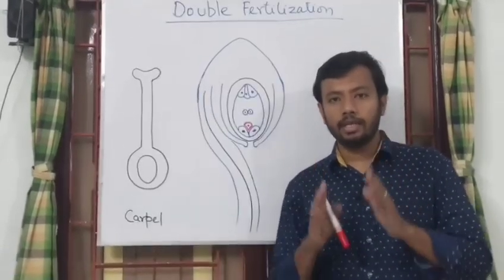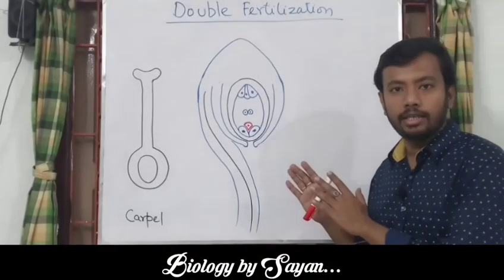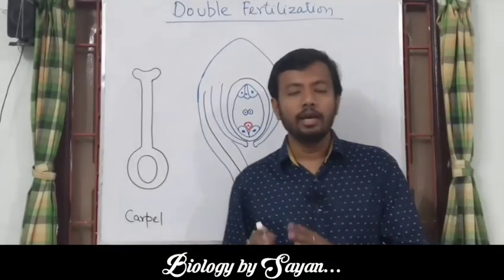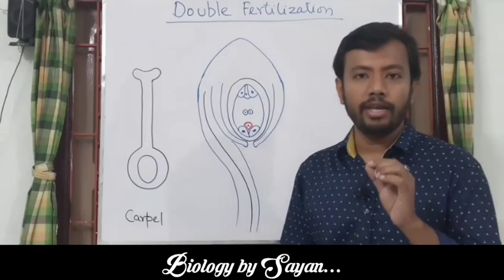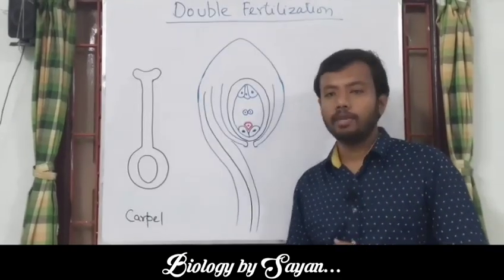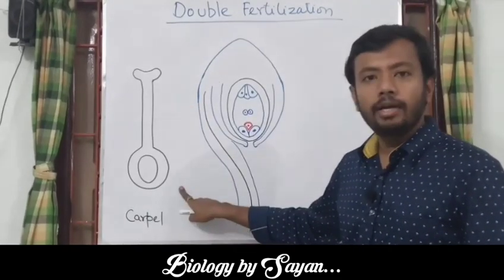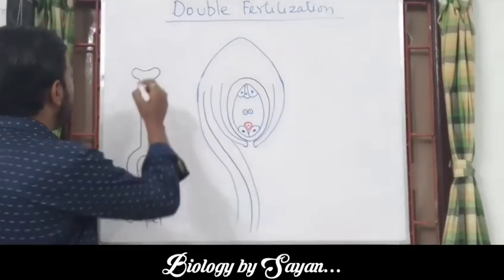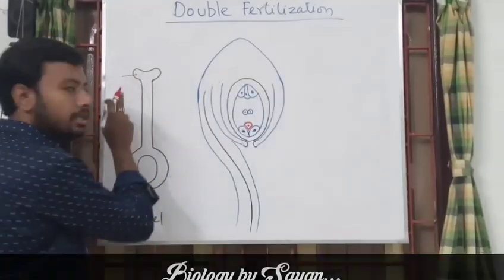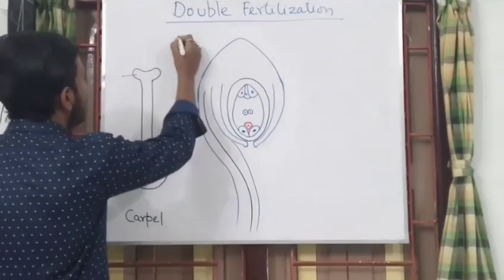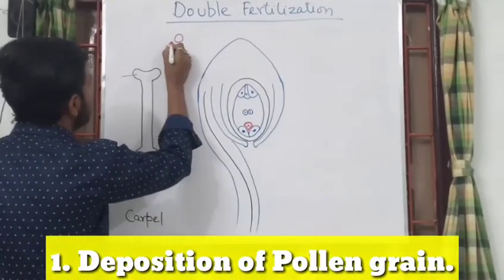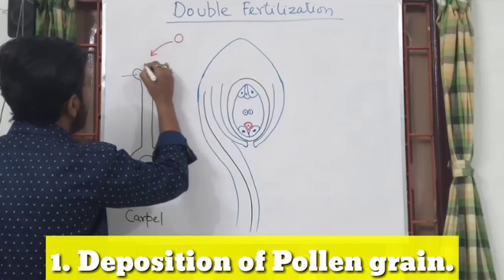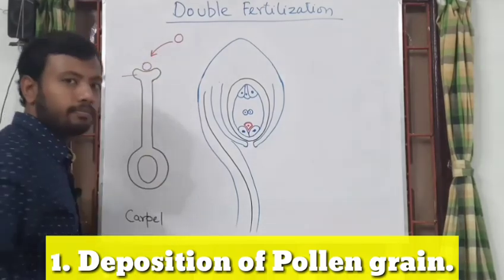Today we will discuss double fertilization, and we will start our discussion from the landing of pollen grains on the top of the stigma. Here is a diagram of a typical carpel, and we all know that the top portion of the carpel is known as the stigma. So this is the stigma. What will happen? At first, pollen grains come and land on the stigma.